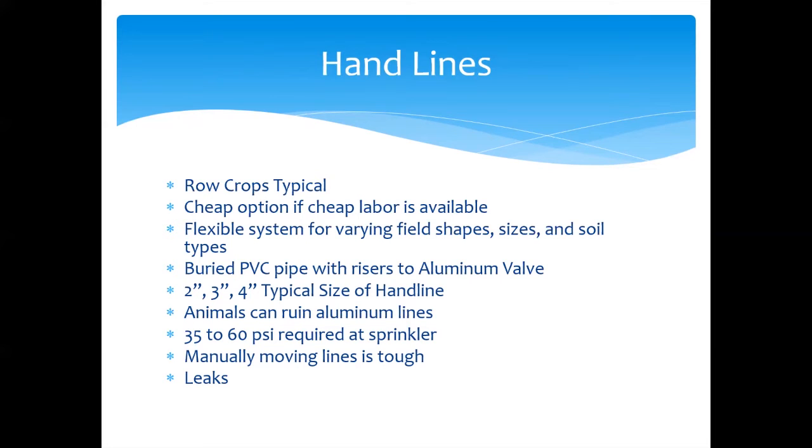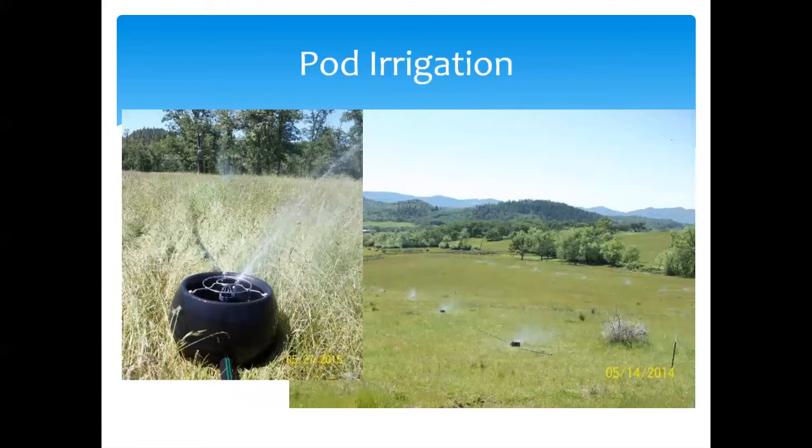Next slide. So why can't you move the aluminum lines like you can the PVC, just because they're a lot more brittle? Yeah, if you try to lift it up, it could kink. Whereas the PVC is just more flexible.